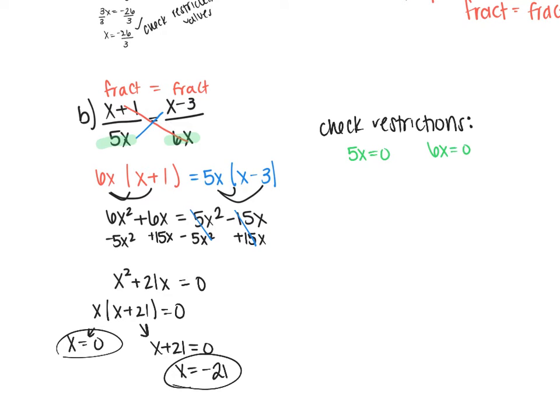However, in this case, they both give me a restriction of x equals 0. So that means if I get an answer of x equals 0, I have to throw it out. Well, I did. So my only answer is x equals negative 21. That is the only answer that you would plug into Hawks.